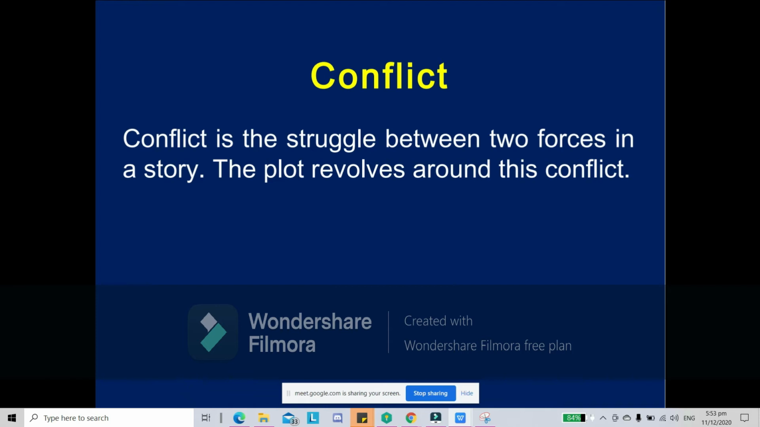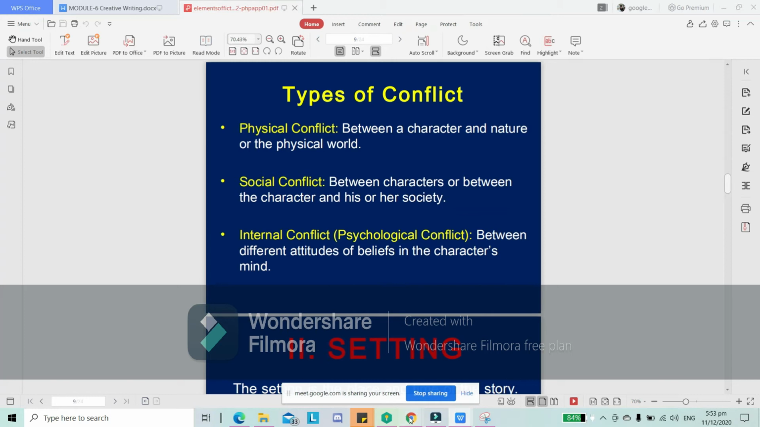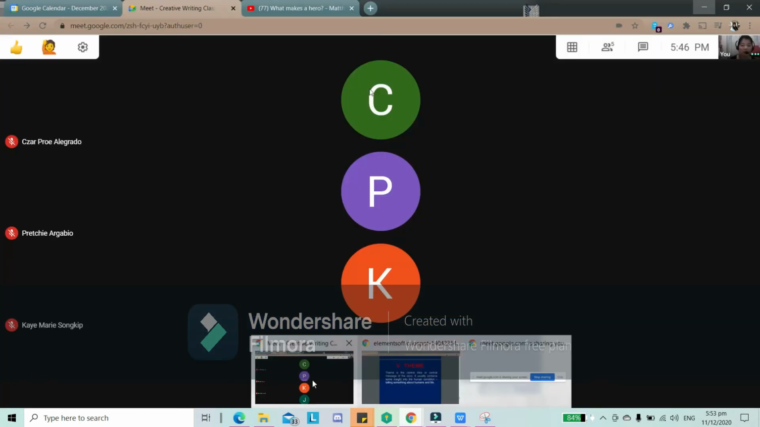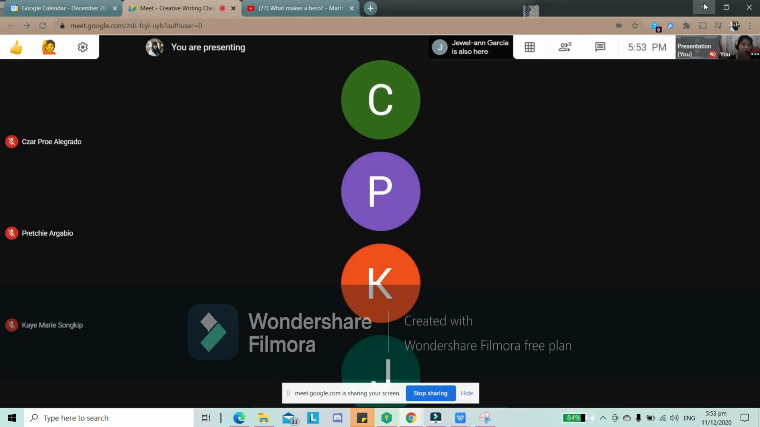Next is setting. So we are done with plot, class. Under plot, you have the conflict, and the cycle, the stages: rising action, climax, the falling action, and the denouement. I forgot exposition as well. Those are under plot. Let's now proceed to setting.